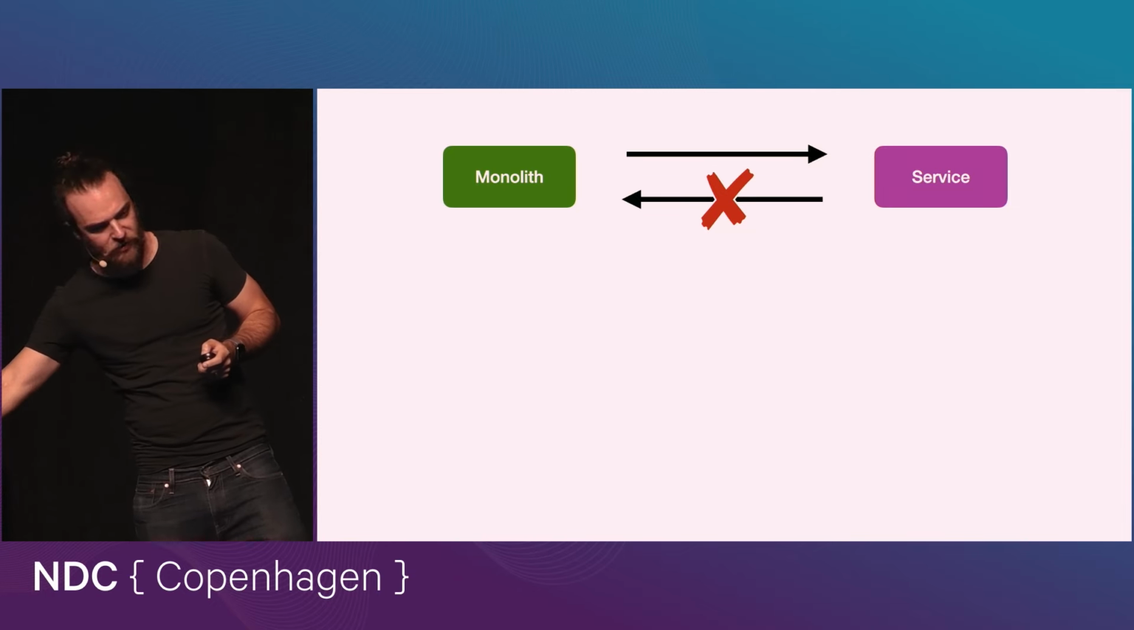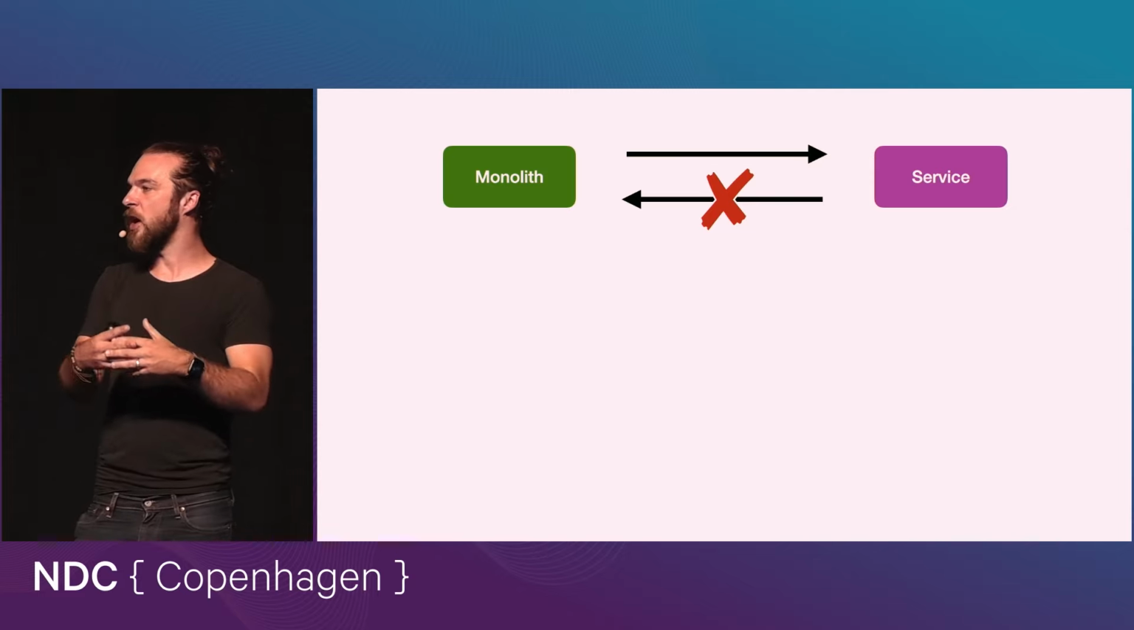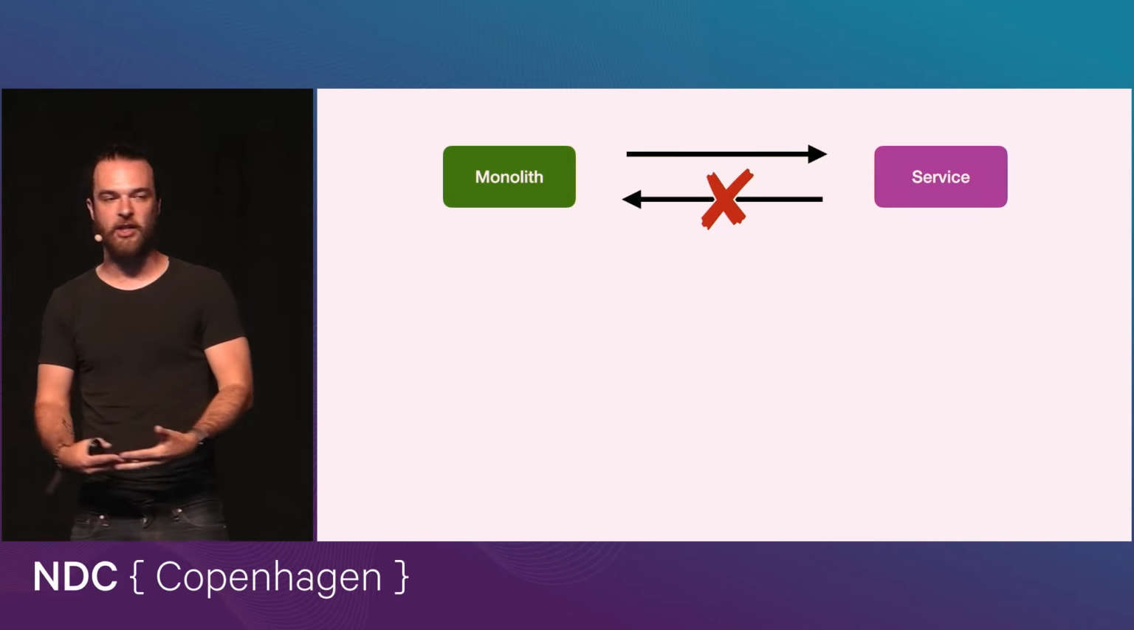It's a circular dependency or a circular reference where both the monolith and the service need to know that each other exists. They need to be able to call each other.